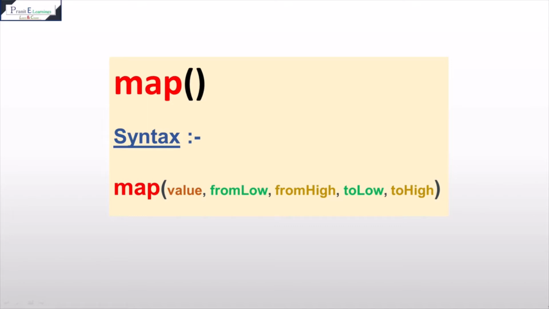So guys, this is the map function and this is really a useful function whenever you are working with an analog signal with an Arduino. The map function is nothing but a remapping technique of a number from one range to another range. That is, you have to remap the number from one value to another value.